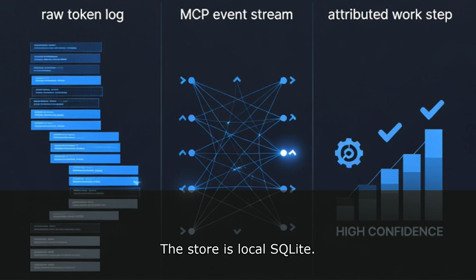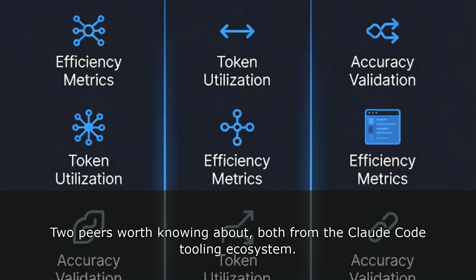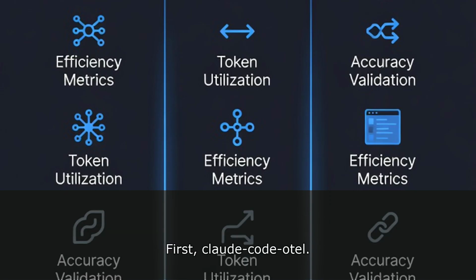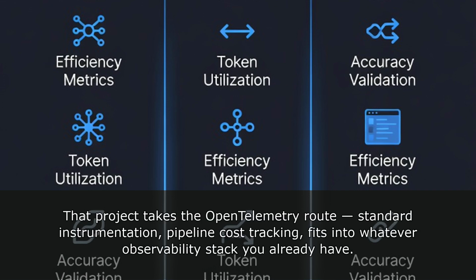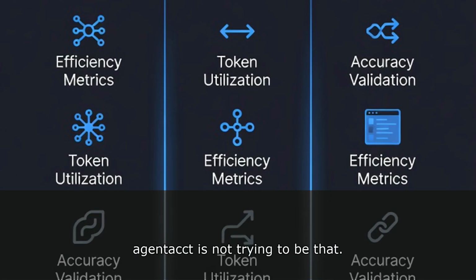2 peers worth knowing about, both from the Claude Code tooling ecosystem. First, claude-code-otel. That project takes the OpenTelemetry route. Standard instrumentation, pipeline cost tracking, fits into whatever observability stack you already have. If your team is already running Grafana or Honeycomb and you want agent costs to land there alongside your service traces, Otel is the natural fit. Agentacct is not trying to be that. It's not emitting spans. It's a local accounting ledger, not an observability pipeline.